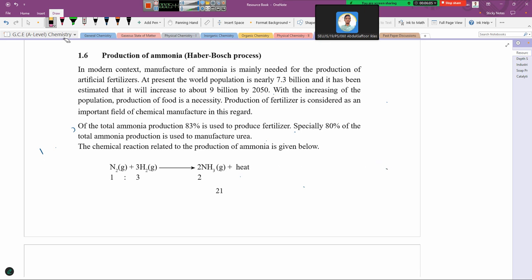Since we are studying this in relation to equilibrium, we should only focus on the equilibrium reaction. In the production of ammonia, the raw materials are nitrogen gas and hydrogen gas. Now how do you obtain this nitrogen gas? What is the source of nitrogen gas? Isn't it just present in the atmosphere? Yeah, the atmosphere, right?